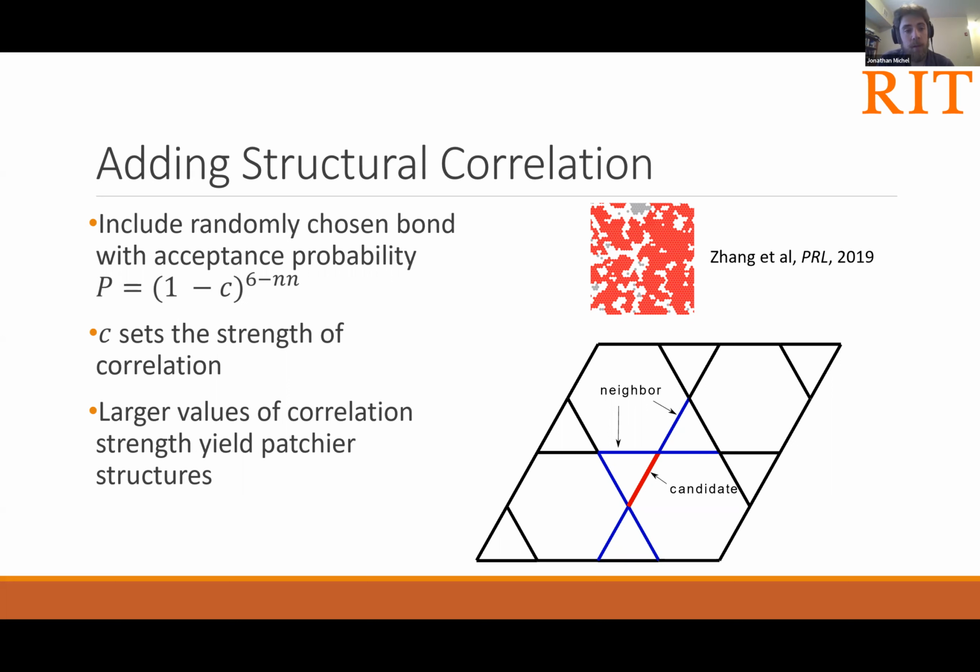So for instance, if C were 0, then this probability of inclusion would be 1. And so this would reduce to the case of completely random homogeneous dilution. And then the larger that C becomes, the more spatial modulation you see in the concentration of bonds, and you start to see kind of dense, patchy structures separated by sparse, spindly regions.